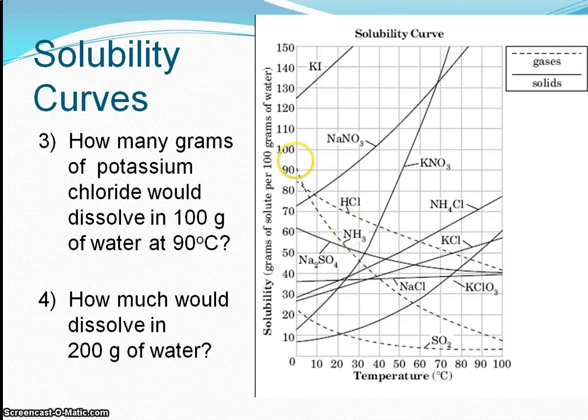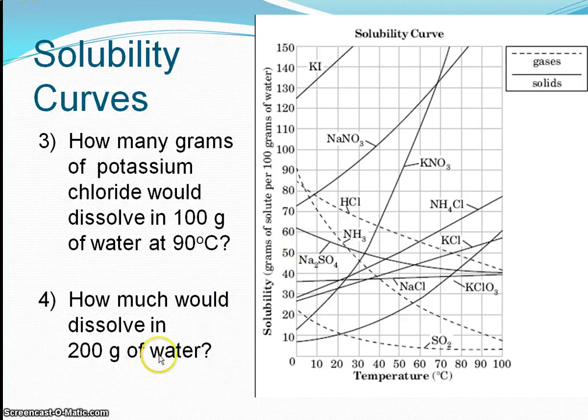And let's see, this one says that we have 90 degrees Celsius, and they want to know how many grams of KCl would dissolve. So if you go to 90 degrees, follow it up to the KCl line, and follow it over, it looks like it's just less than 55, maybe 54 grams can dissolve into 100 grams of water. So we're looking at how many grams can dissolve over here.